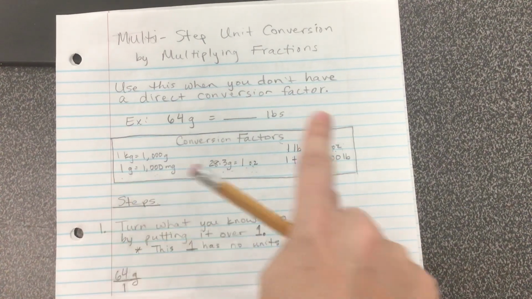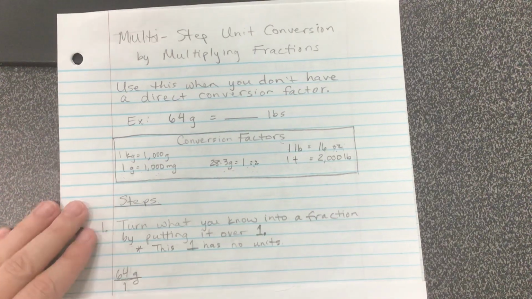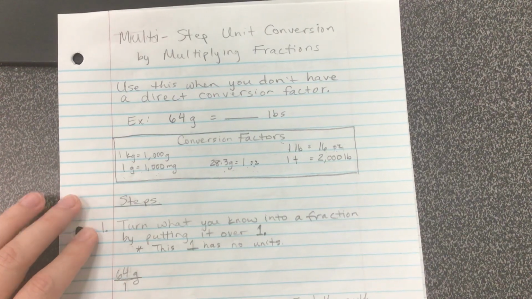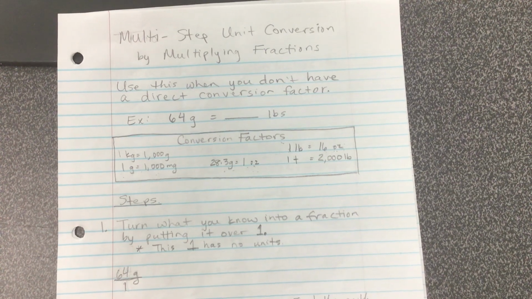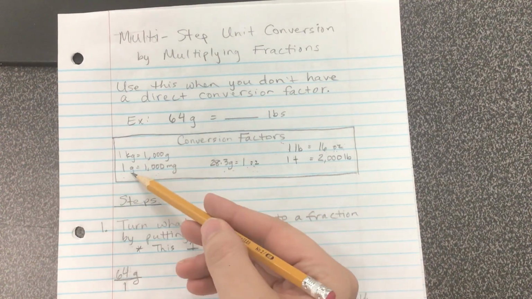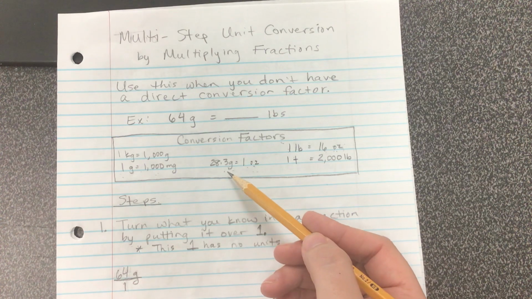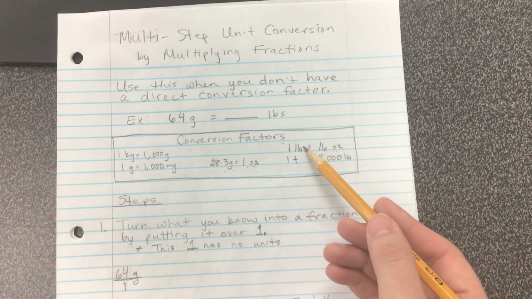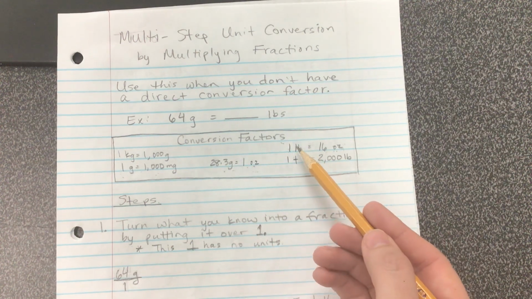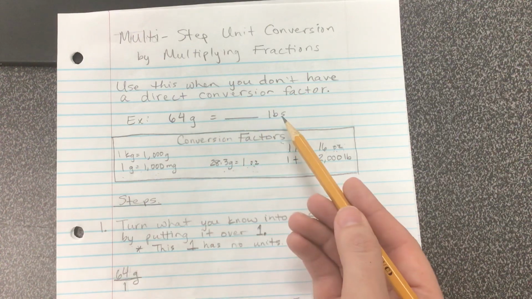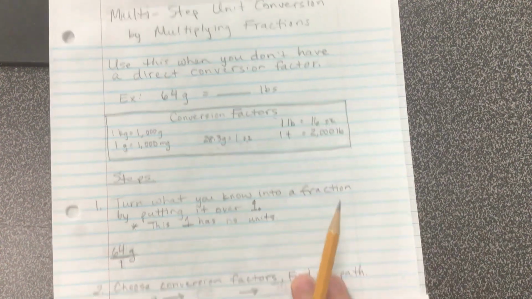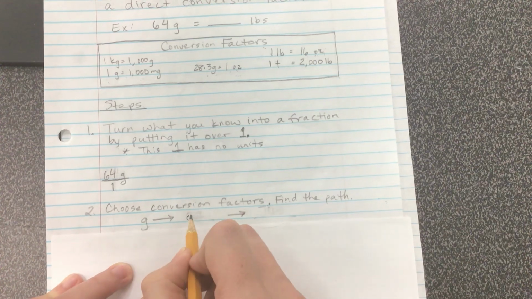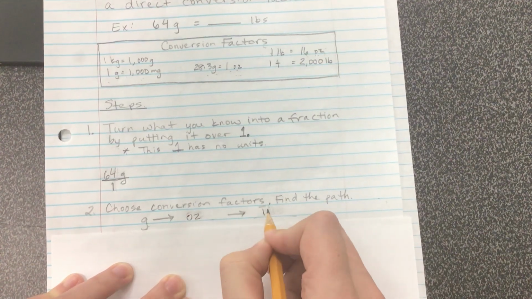Next, we're going to look at this list of conversions and figure out which conversion factors we need, what path we can make in order to get to, in this case, pounds, our final answer. So these all have grams. Oh, I see I can go from grams to ounces, then ounces to pounds. So I can use these 2 conversion factors to get me from what I have to what I want. Grams to ounces, then ounces to pounds.